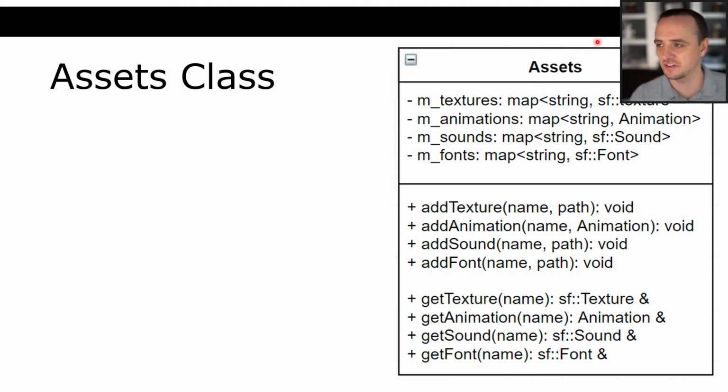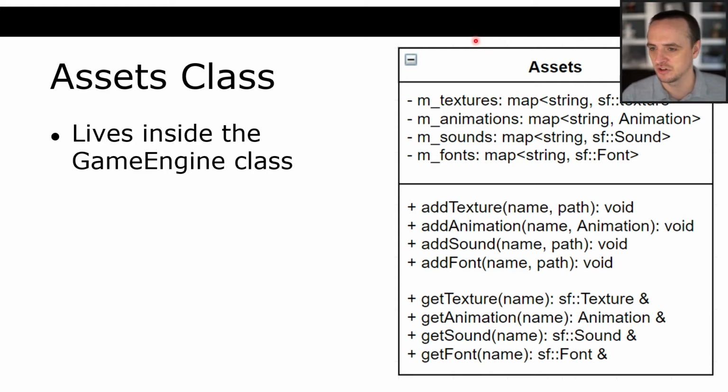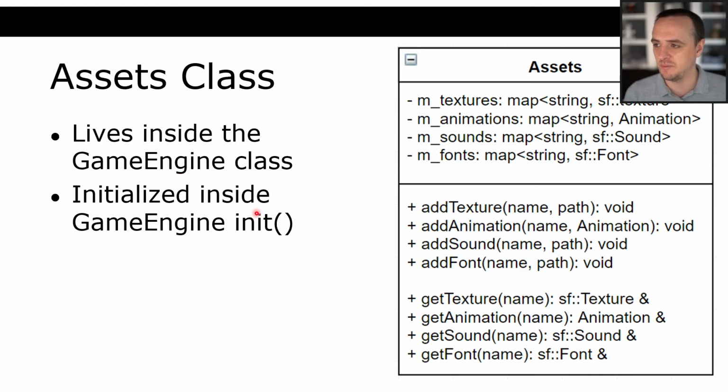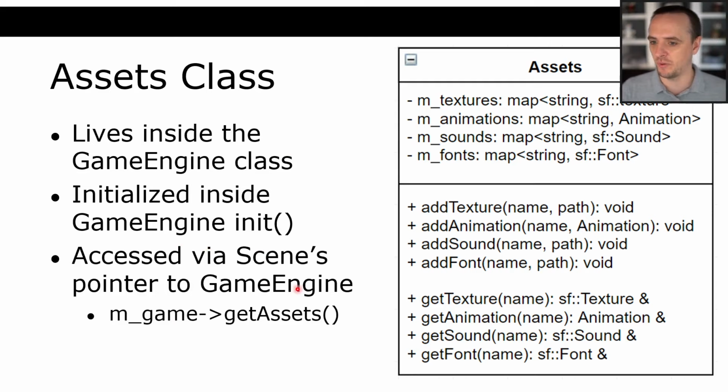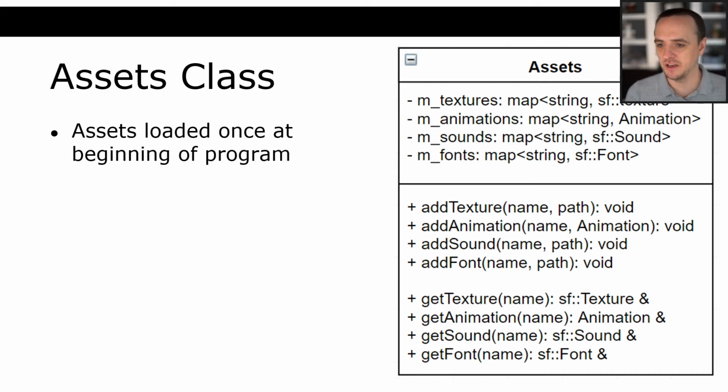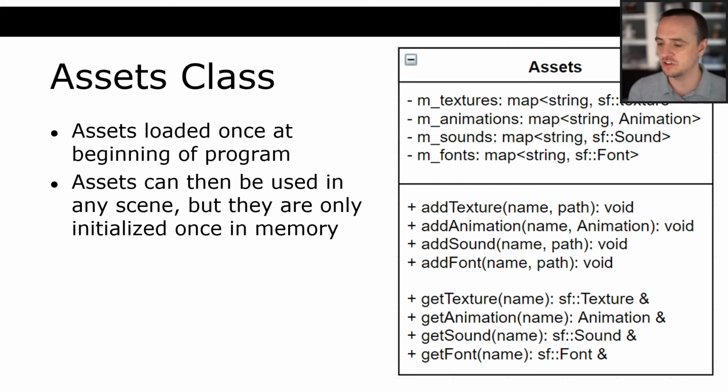So the assets class is going to look something like this. It lives inside the game engine class because the assets are going to be loaded once. The assets for all of our scenes are going to be loaded once when the game starts up. Okay, and it's initialized inside the game engine's init function. So when the game engine is constructed, we call the init function, and that's going to load all of this. It's going to be accessed via the scene's pointer to the game engine. So each scene is going to have a pointer to the game engine, and then through that pointer, you can get the assets, right? So the assets class is loaded once at the beginning of the program. It can then be used in any scene, but it's only initialized once in memory, okay?